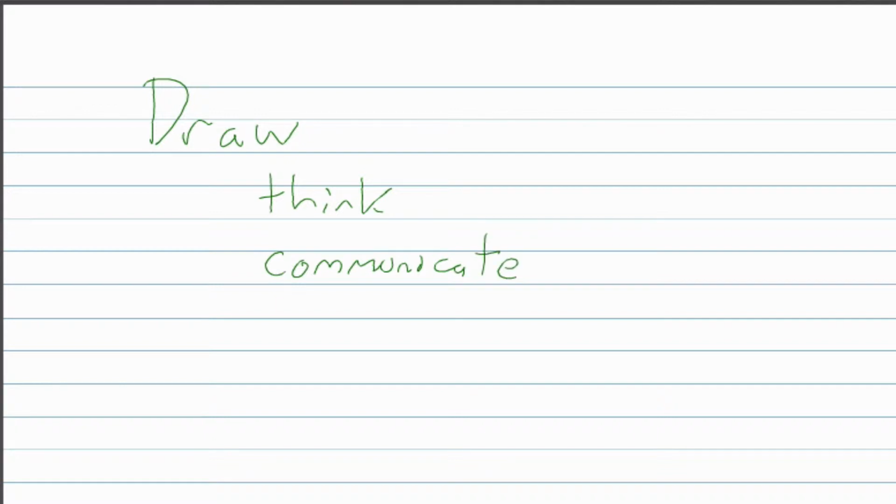Please leave behind any preconceptions you have about your ability to draw. You can draw well enough. And also, please now get a piece of paper and a pencil or pen if you don't already have one.